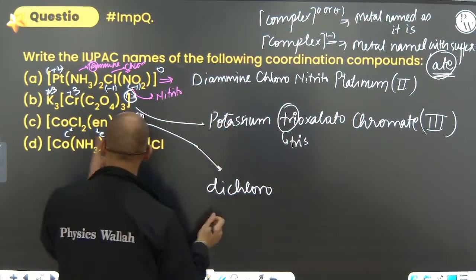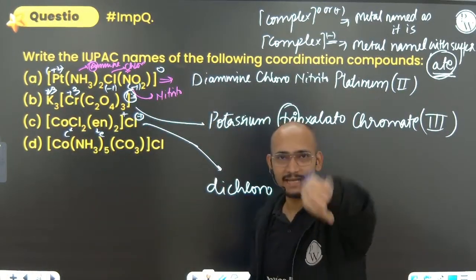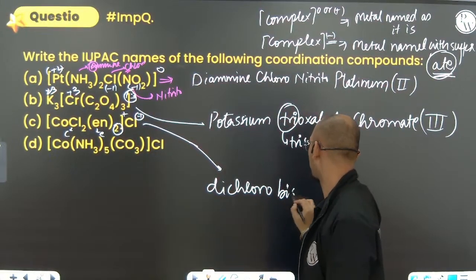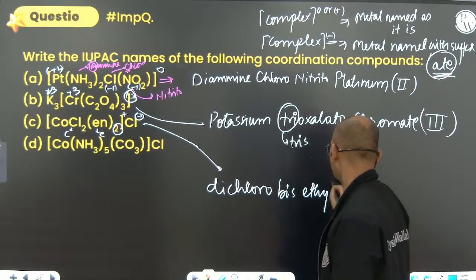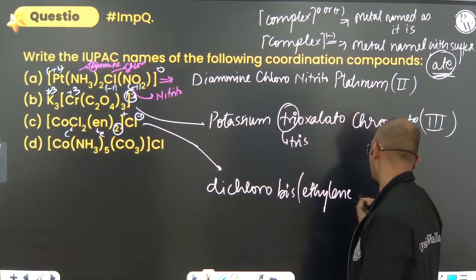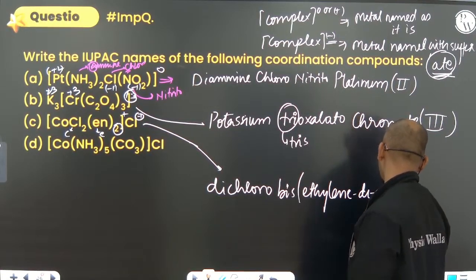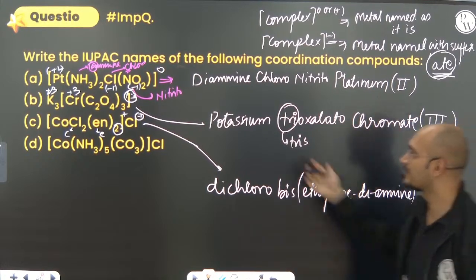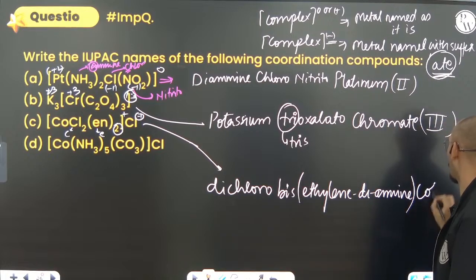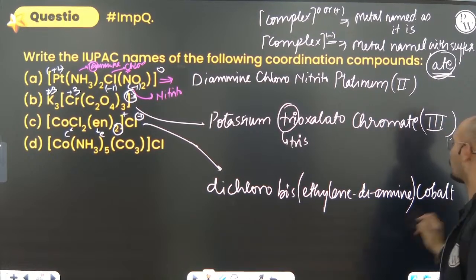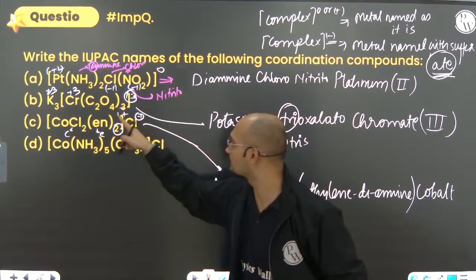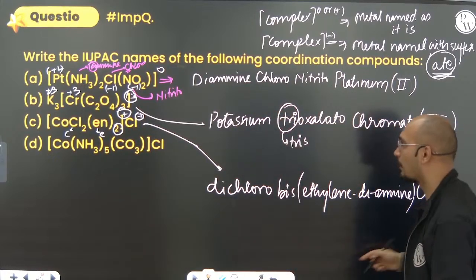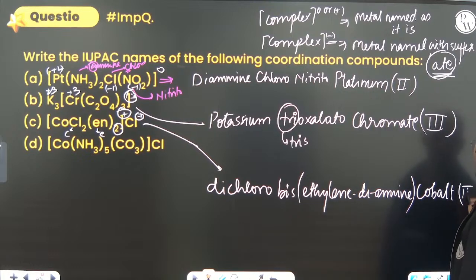So it is chloro, then ethylene diamine. Since di is itself inside the name, you will use bis: bis(ethylene diamine). Now what is that? Cobalt. Do not write cobaltate for cobalt. Why? Because the overall charge on the complex is positive, so cobalt will be named as it is, cobalt, not cobaltate. Cobalt(III). How much is the charge? 3.